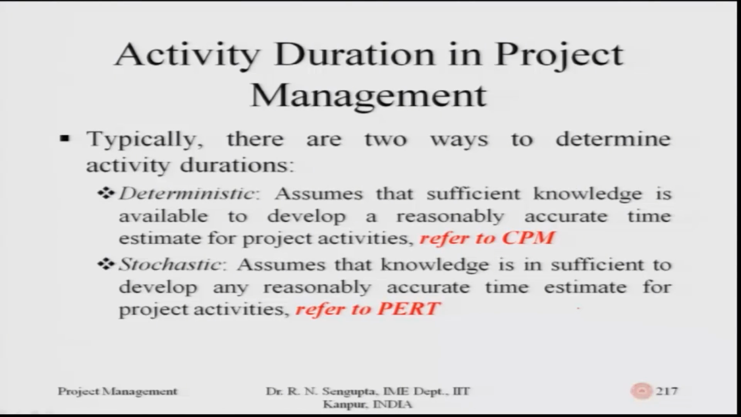And under the stochastic or non-deterministic time concept, we assume that knowledge is insufficient, such that we have to develop reasonable estimates based on which we will work, and this is under the purview of PERT, which is Project Evaluation Review Technique. And we will also see that under PERT we will use the concept of most optimistic and most pessimistic estimates, and why they are used.